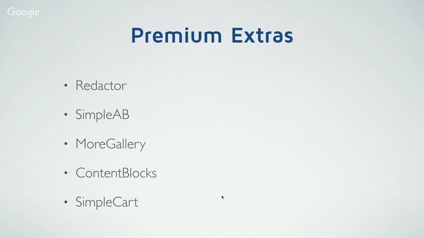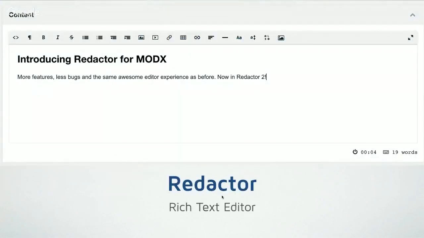We have 5 premium extras today. These are Redactor, which is our rich text editor, Simple AB, MoreGallery for, well, galleries, which puts them in the resource tree instead of a separate component, ContentBlocks, which I'll talk about in a second, as well as Simple Cart. I'll just go over Redactor and ContentBlocks real quickly. If you want to learn more about these, you can of course look at our website at modmore.com.